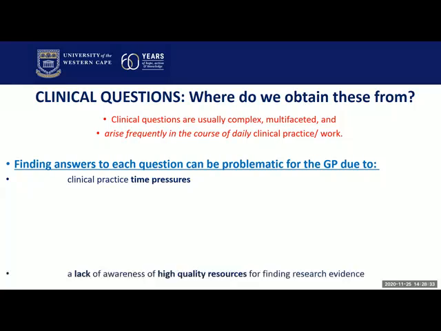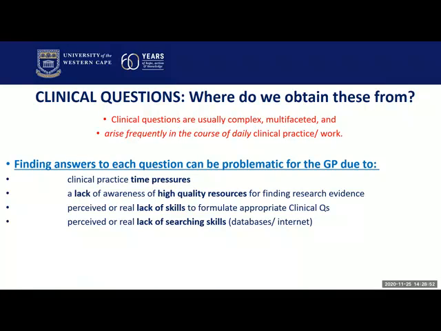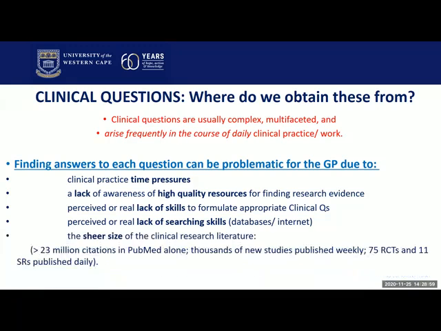Because of clinical practice time pressures, you might not have the time to go and search for the answers or to develop questions. There might be a lack of awareness of high quality resources for finding research evidence, or the perceived or real lack of skills to formulate appropriate clinical questions, or the lack of searching skills. These are skills that, even if you're in academics, you sometimes struggle with, especially if you're not a technology person. But most importantly, the sheer size of the clinical research literature available is enough to make anyone want to run away from looking at evidence.